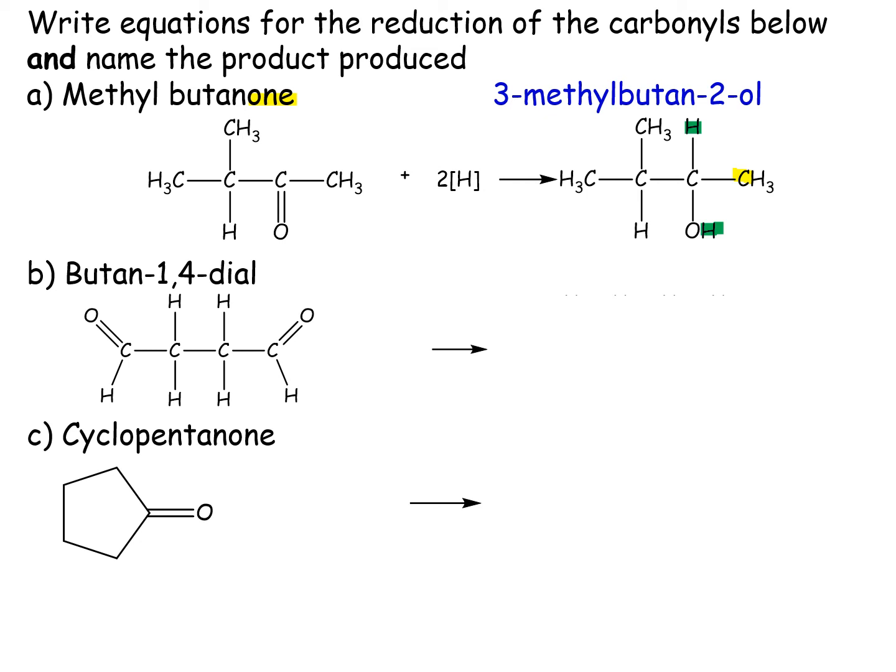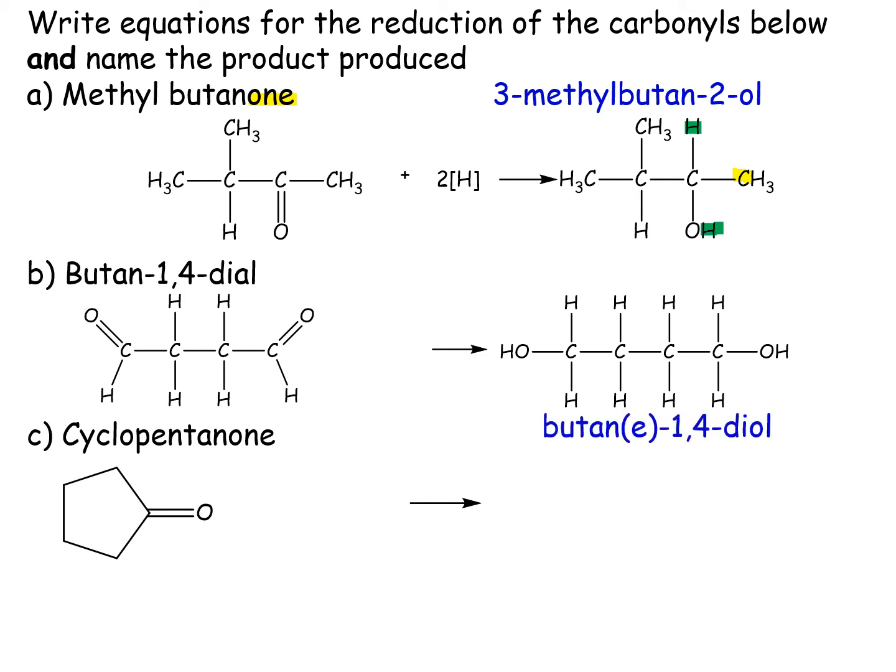Okay, question number 2 then, butan-1,4-dial. So we've got 2 aldehydes, and we're going to convert that back to the alcohol. They can both react, so we go from a dial to a diol, and the name of that molecule then would be butane-1,4-diol.